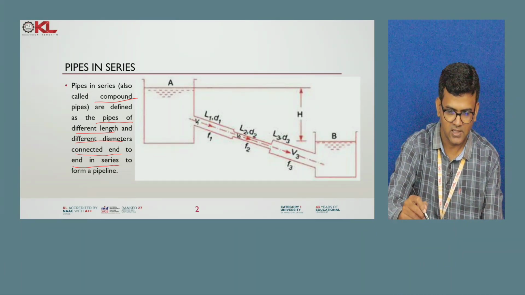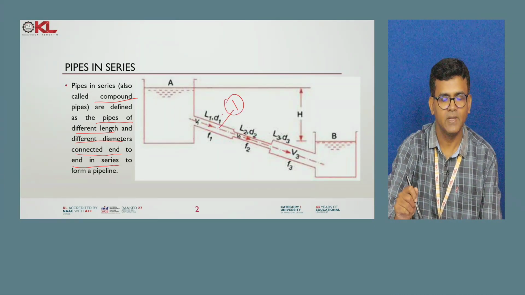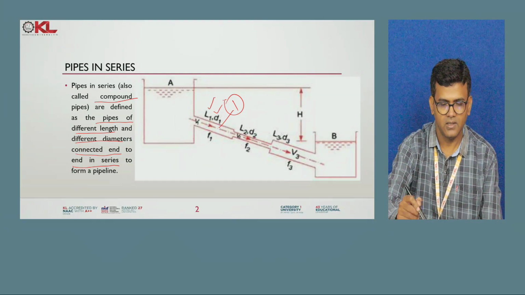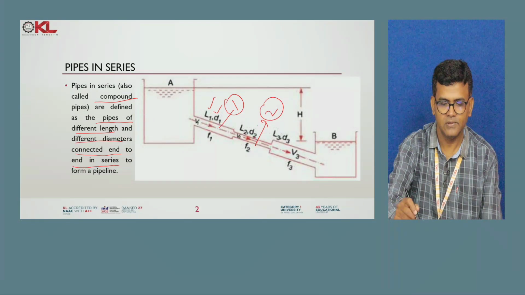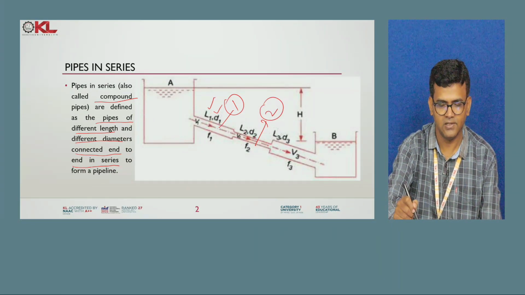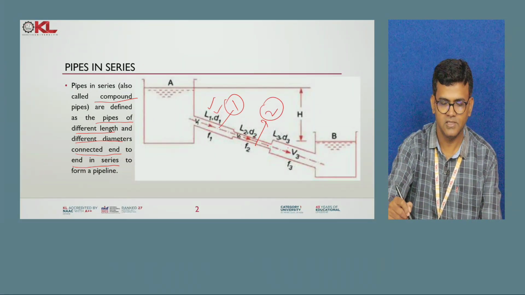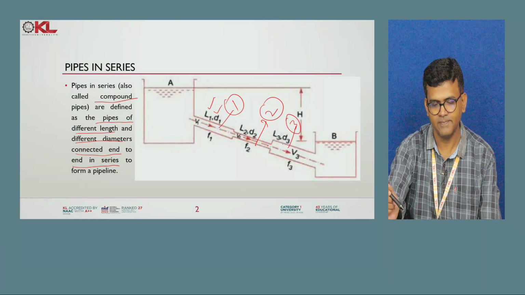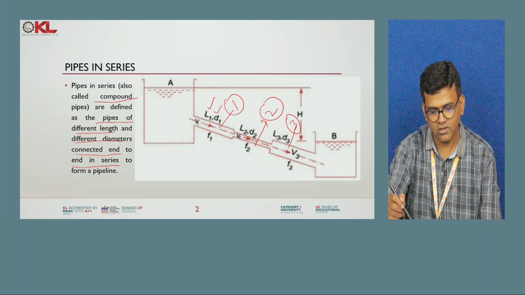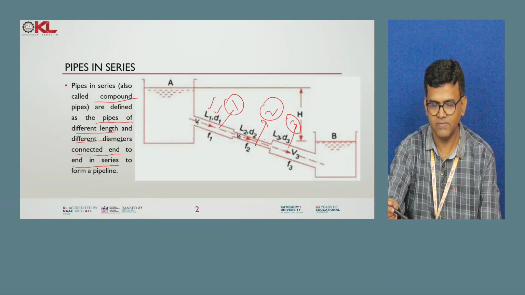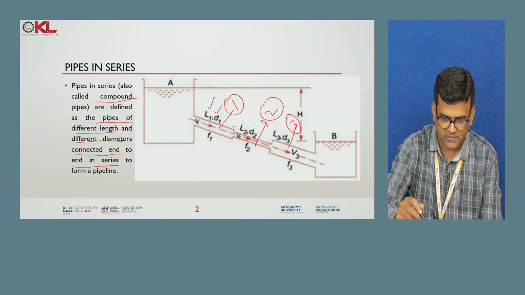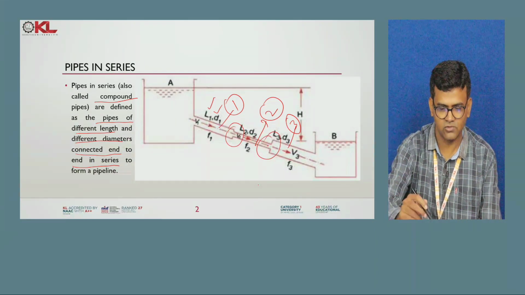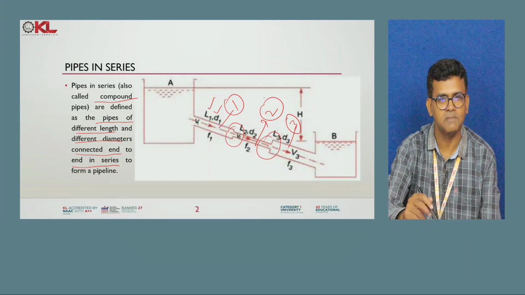You can see here, this is pipe 1 having length L1, diameter D1. This is pipe 2, having length L2, diameter D2. This is pipe 3, which is having length L3 and diameter D3. So all three pipes have different lengths and different diameters, and they are connected end to end in series. So this combination is called pipes in series.